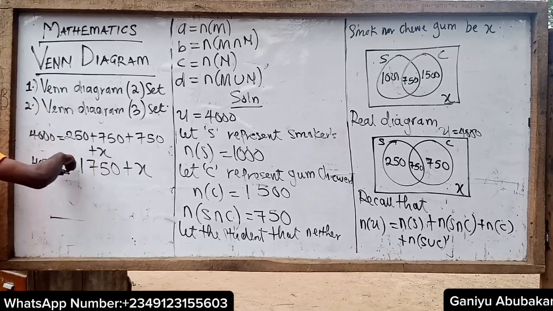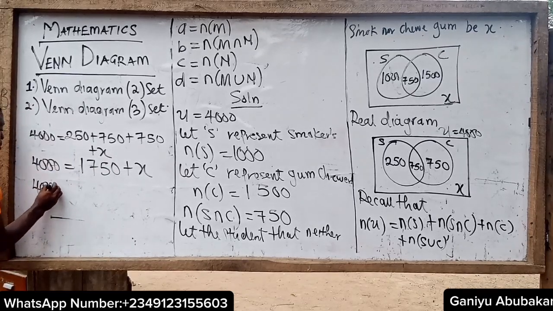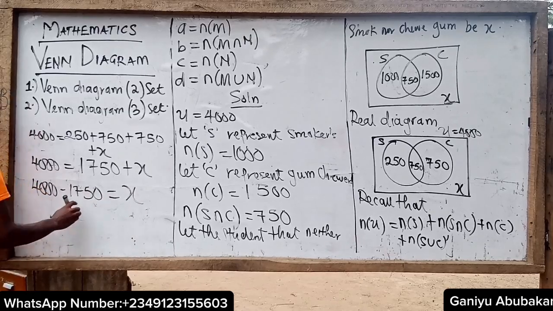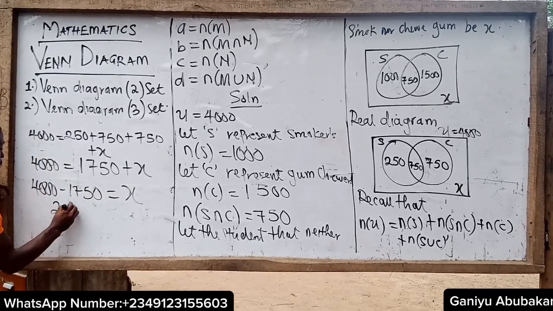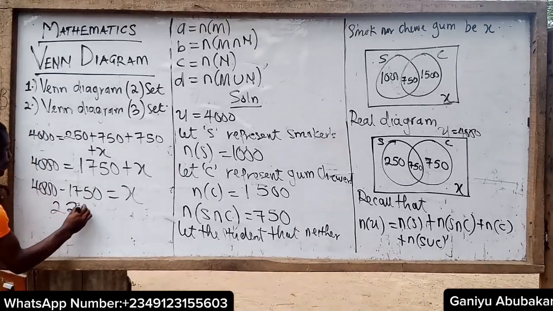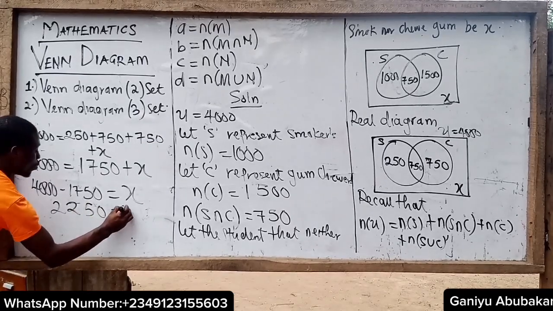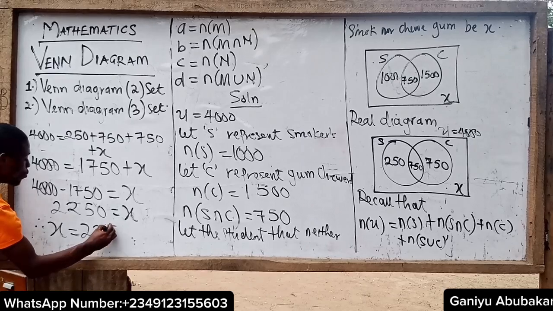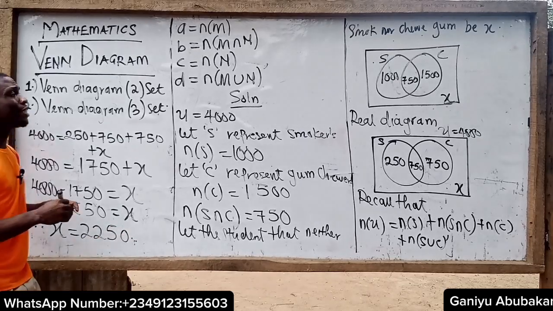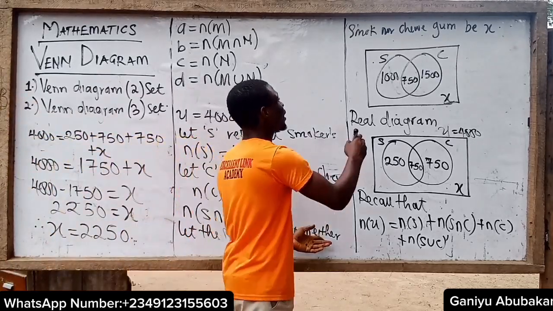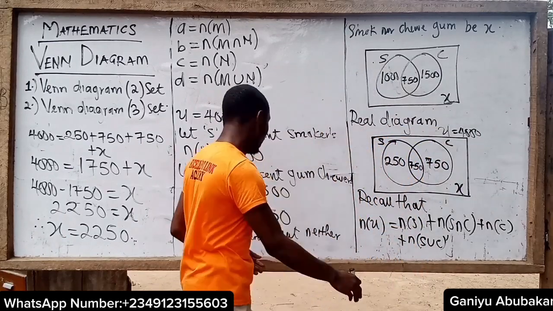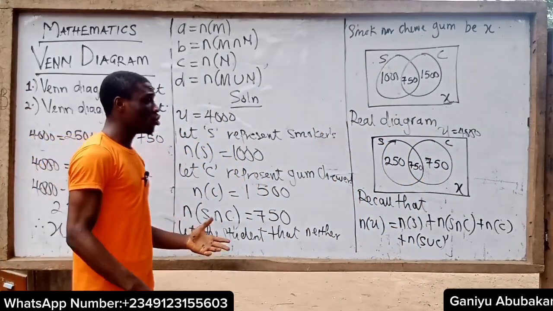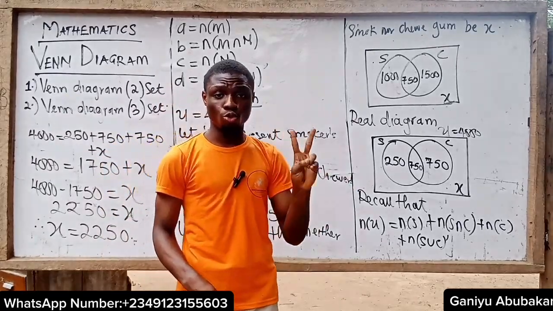I want to get X. So 4000 minus 1750 is equal to X. The value is 2250, which is equal to X. Therefore X is equal to 2250. What does it mean? It means that the number of students that neither smoke nor chew gum is 2250. That's how to solve this problem using the idea of Venn diagram for two sets.